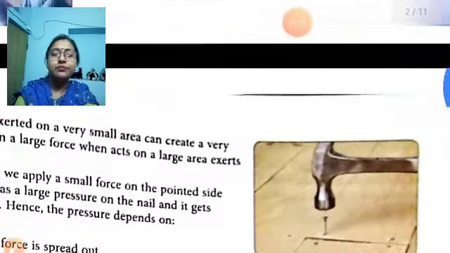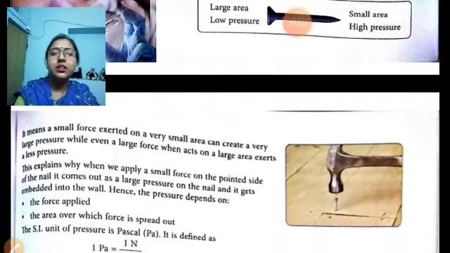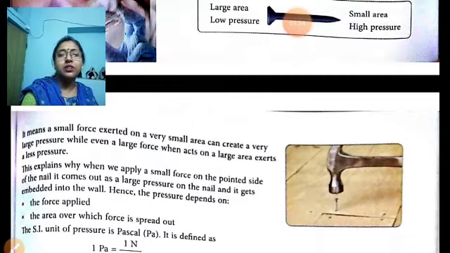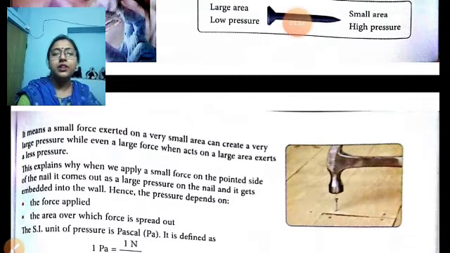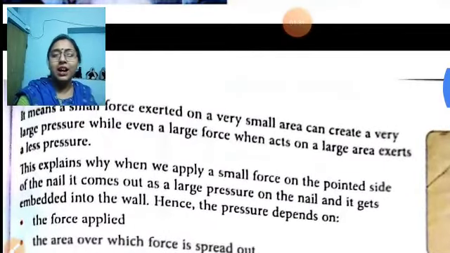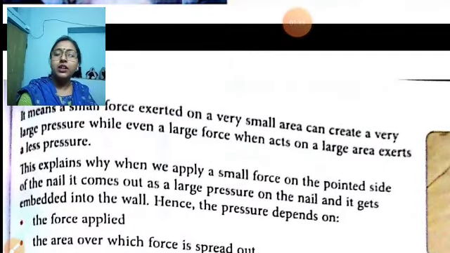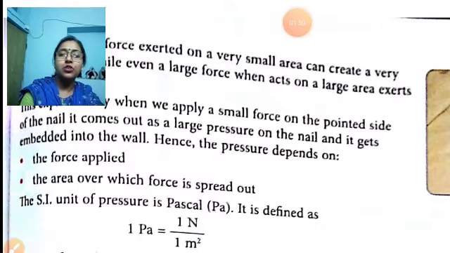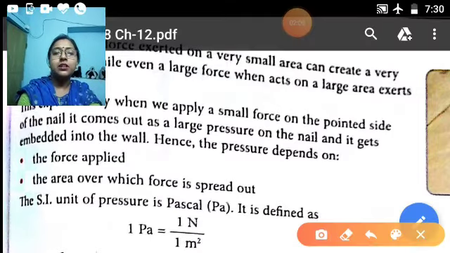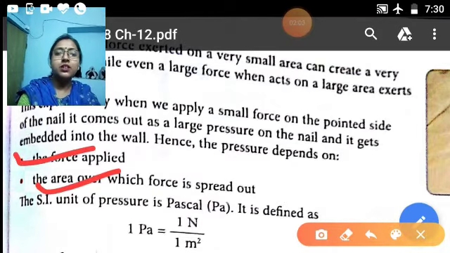You have to learn these two things: large area, low pressure, and small area, high pressure. Now, we generally say that if a small force is exerted on a very small area, then it will create a high pressure. But when a large force is acting on a large area, pressure is directly proportional to force but inversely proportional to area. So more area, less pressure; less area, more pressure. This explains why we apply force on the head side of the nail. It creates a large pressure on the nail tip, and it gets embedded into the wall. Hence the pressure depends on two things: the force applied and the area over which this force is spread out.